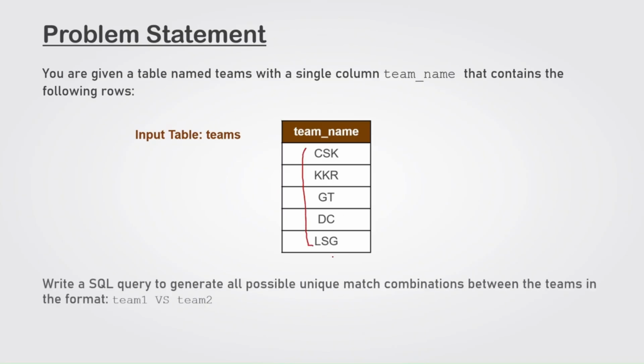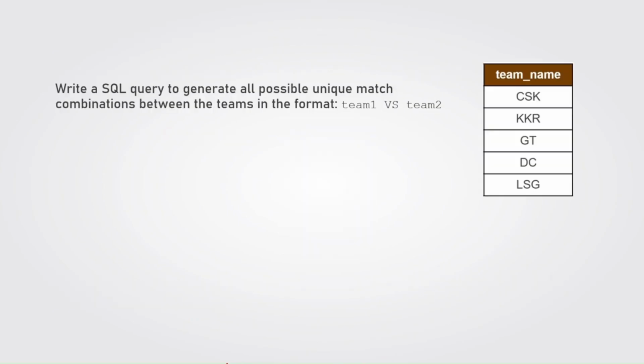Now you have to write a SQL query to generate all the possible unique match combinations between the teams in the format team 1 versus team 2. That should be in the format team 1 versus team 2. So basically your output should be like CSK versus KKR, CSK versus GT, CSK versus DC, like that. Okay, but there are some constraints that you have to keep in mind.